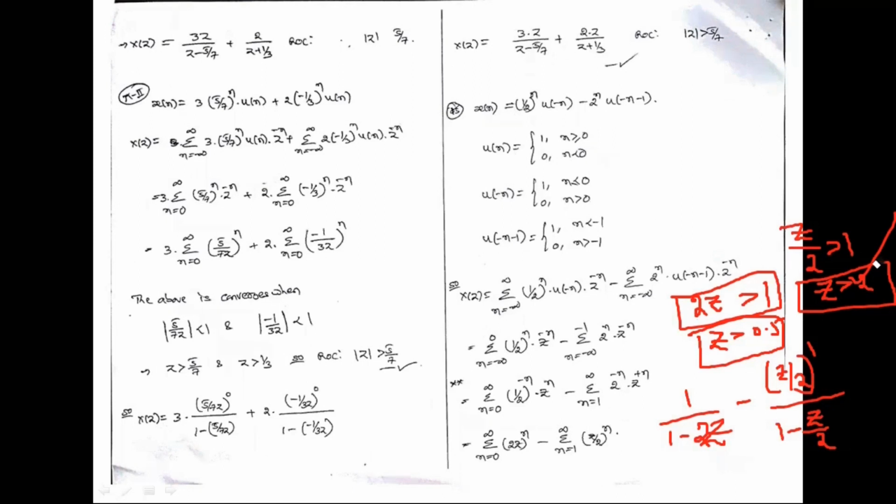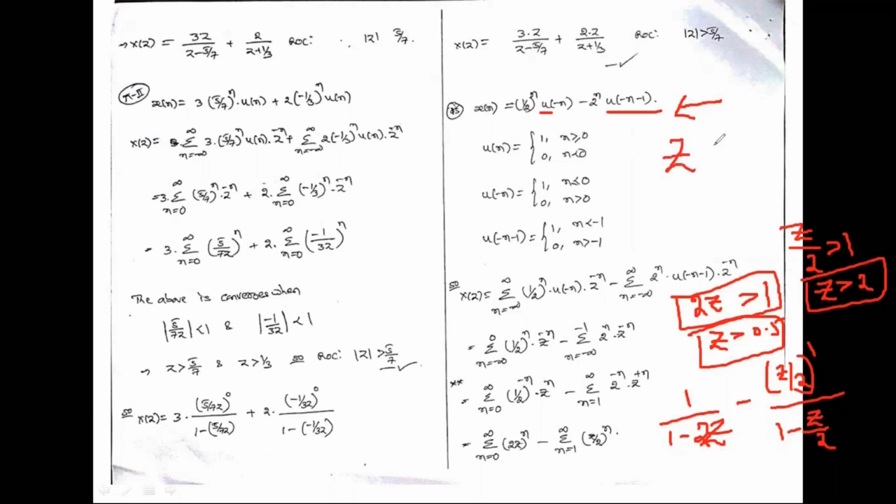This is not a greater than value because it is a less than only. Both the functions are not u of n, but u of minus n and u of minus n minus 1. u of minus n minus 1 means towards the left side, and towards the left side you take the less than function. z is less than 0.5 and z is less than 2. These two are the functions, not the greater than. This one is also less than only: z is less than 0.5 and z by 2 less than 1, z is less than 2.